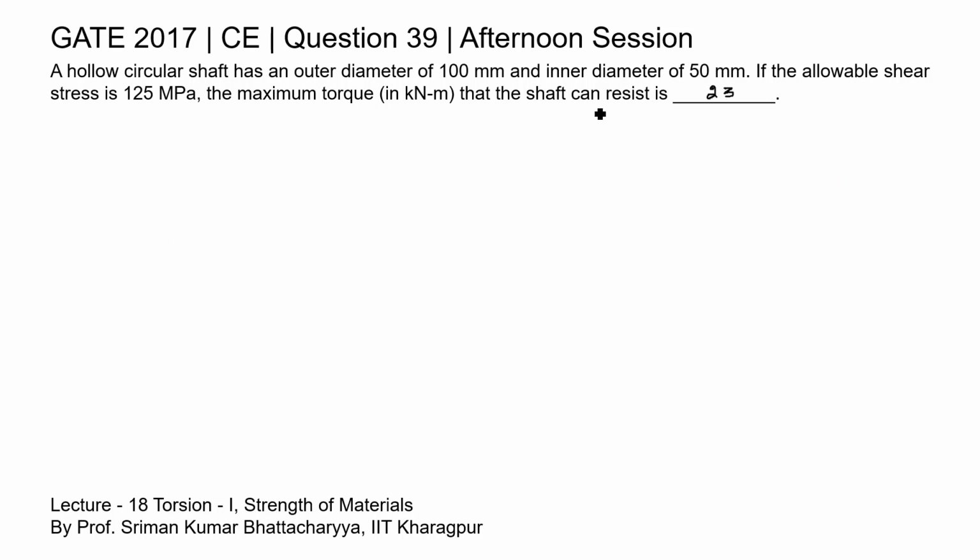So the maximum torque that the shaft can resist is 23 kilonewton meter. So 23 is the correct answer for this question.